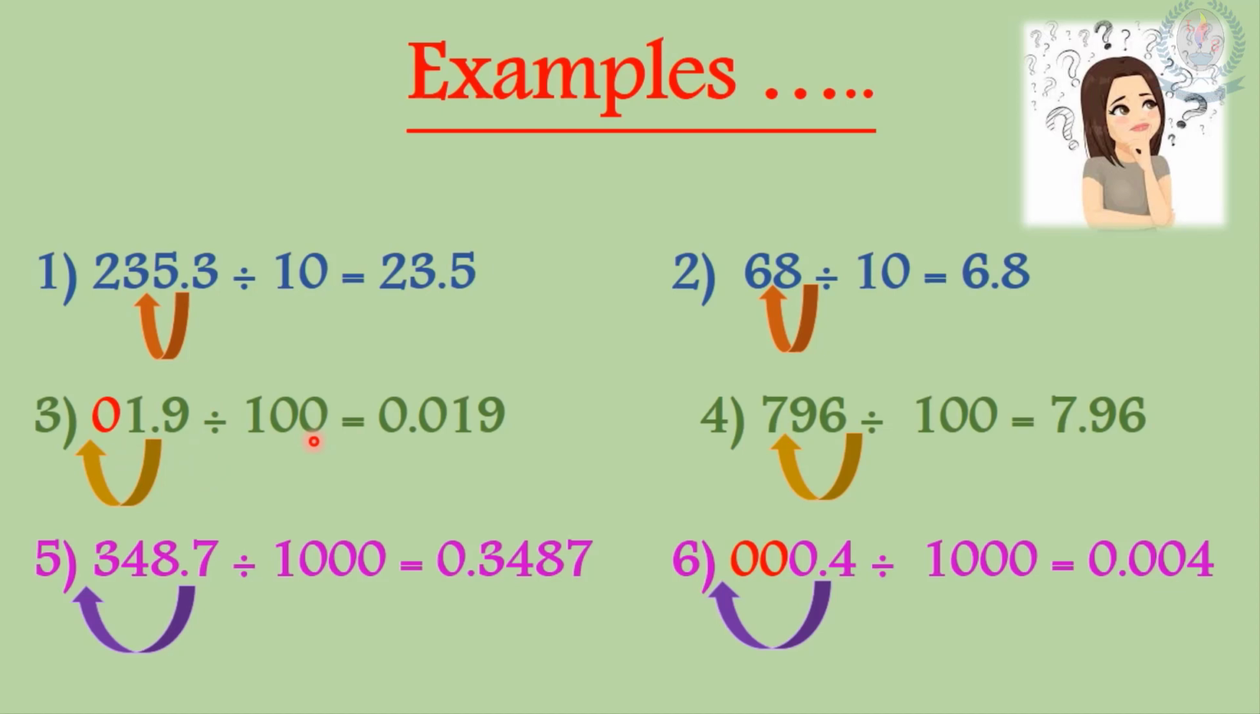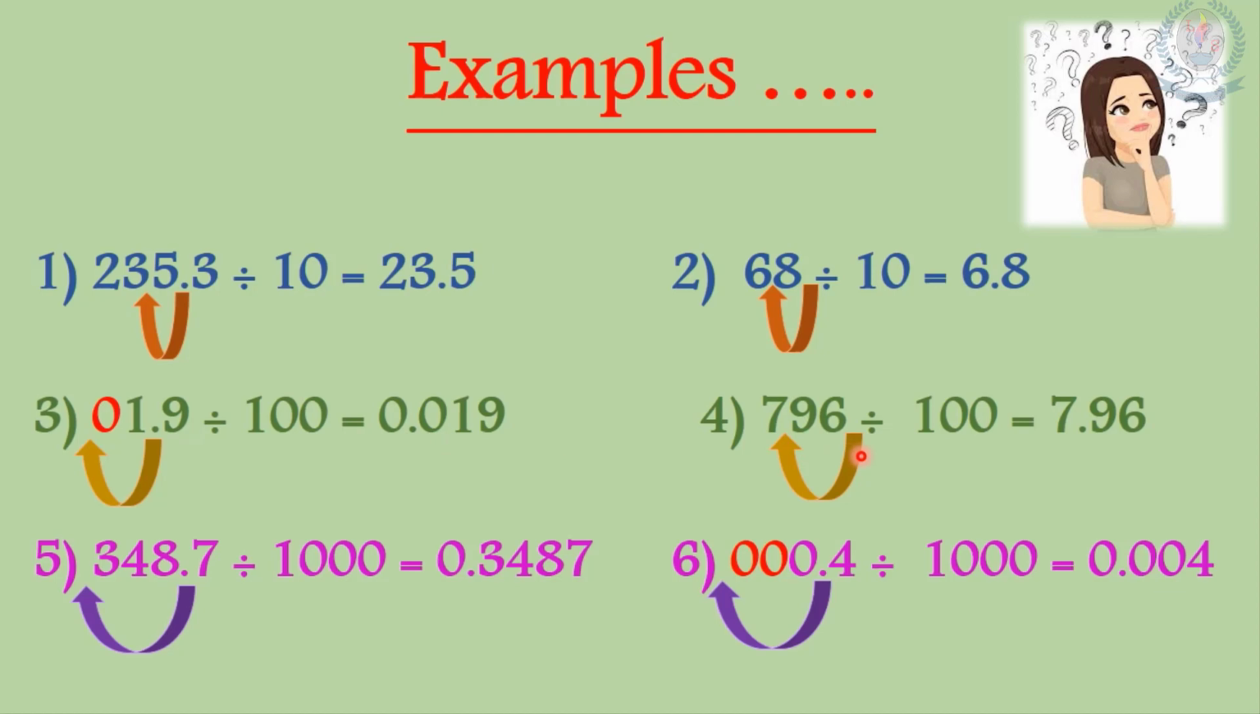Third one, 1.9 divided by 100. Since we have divided by 100, we have to take the decimal place to left hand side by 2 digits, right? Now the decimal place is in between 1 and 9. We have to take the decimal place to left hand side by 2 digits. But in front of the decimal place, only 1 digit is there. So what should we do for that other digit? We have to add the 0. I have colored that one in red color, right? The answer is 0.019.